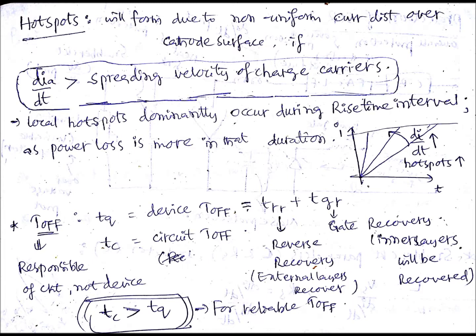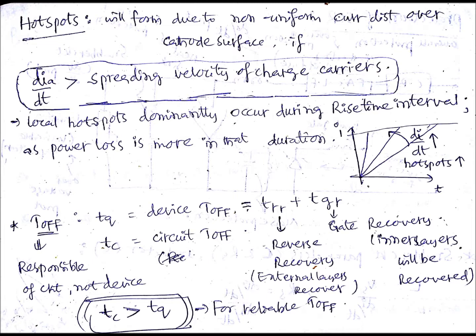Yes or no? That means if you don't provide the required time by the circuit to turn off the device, how is it going to get turned off? It can't be possible, right? That's why the circuit turn off time should be greater than the device turn off time. Otherwise, we can't turn it off. That is the reason.